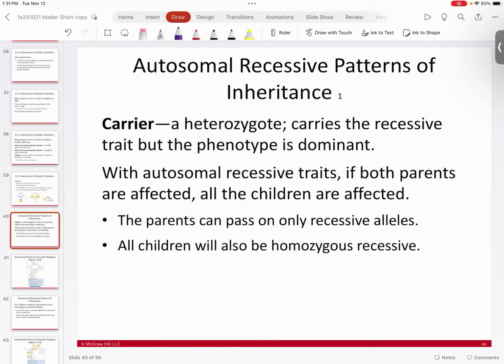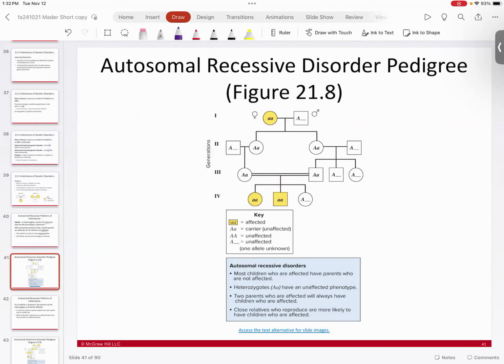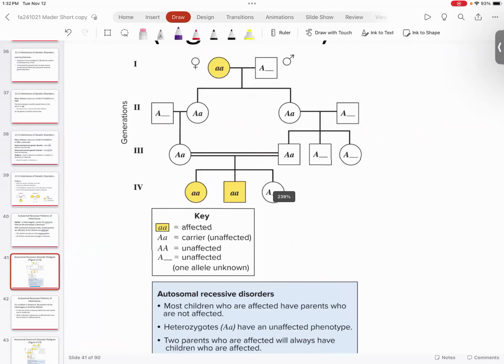And so a lot of times, this is how we can determine whether or not an individual is a carrier of a particular genetic disorder, because typically they will carry the recessive trait, but the phenotype is dominant. So for instance, in autosomal recessive, if both parents are affected, then all the children will be affected, because all they have to pass on is essentially the recessive alleles. And so the children will also be homozygous recessive. This is kind of what it looks like for autosomal recessive inheritance.